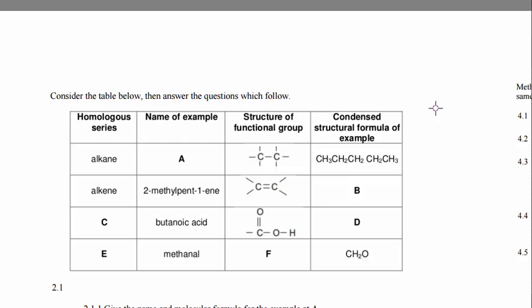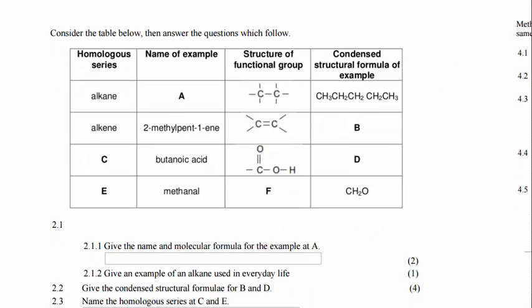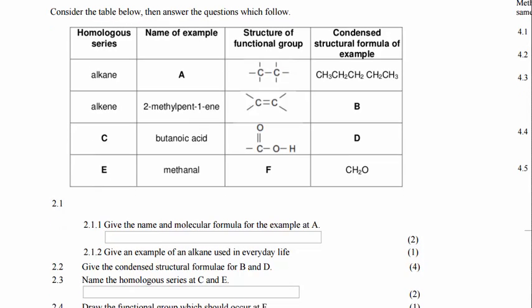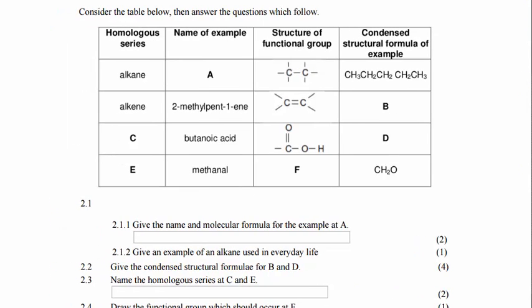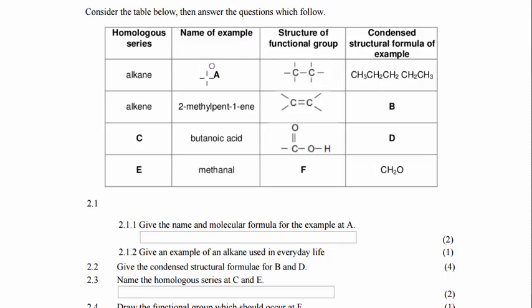Okay, so let's look at a few exam questions. This was an exam question from the last exam we wrote. Consider the table below. We've got the homologous series, the alkane. Just this little table, we'll look at that just now, and then we've got questions based on that. Now this is a very common way of asking organic chemistry questions. So let's go through these questions.